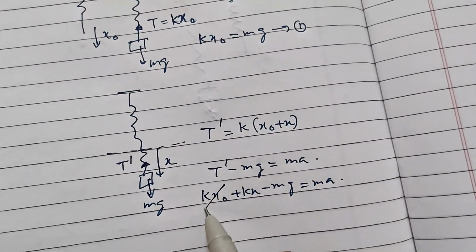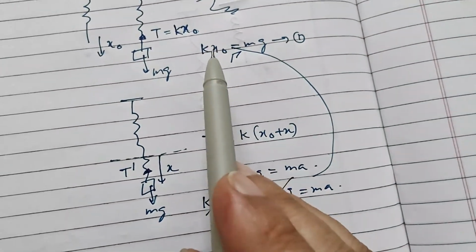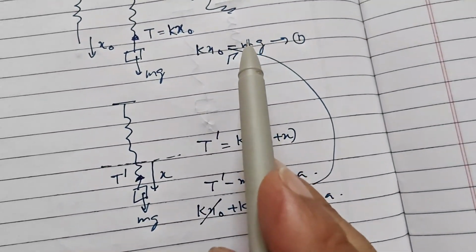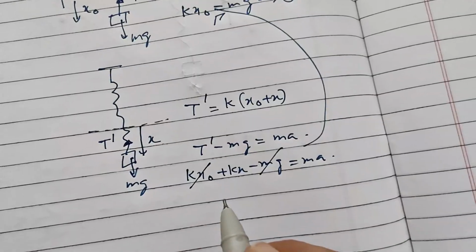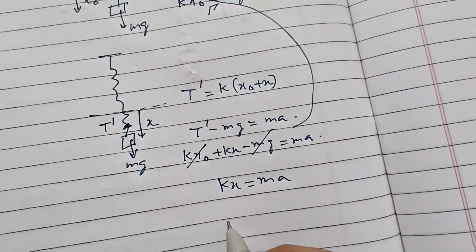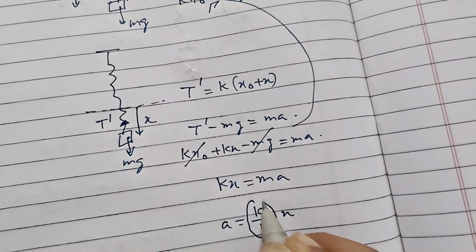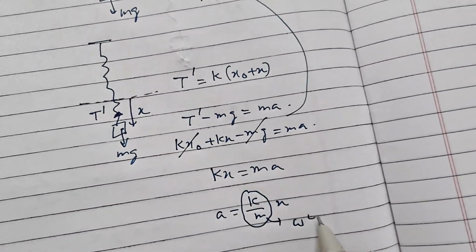But kx naught will cancel mg because of this equation, because kx naught was initially balancing mg. That means kx is equal to ma. That means a is equal to k by m times x. So this must be your omega square.